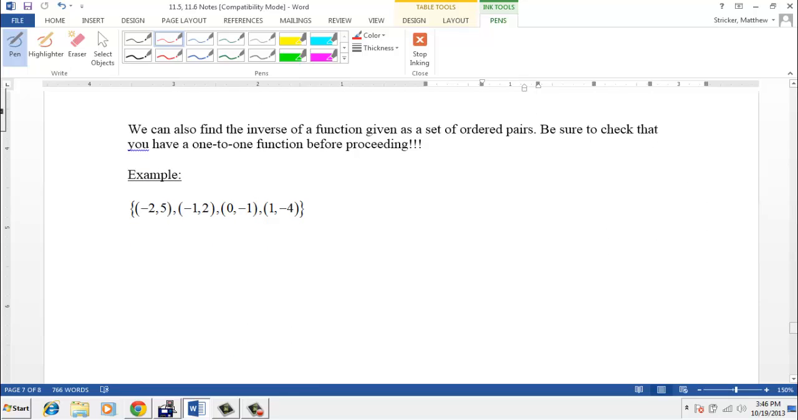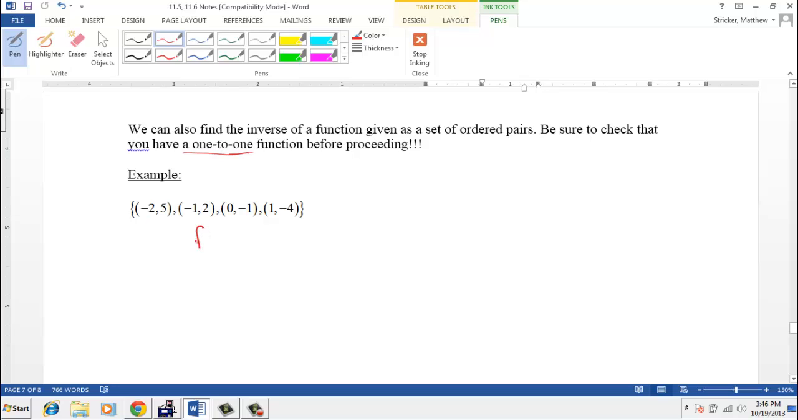We can also use the same sort of idea, though, if we were just given an example of a one-to-one function that's given in ordered pair form. And remember, we have to check first that it is a one-to-one function, which we do see here. -4 has an input of 1, -1 has an input of 0, 2 has an input of -1, and 5 has an input of -2.